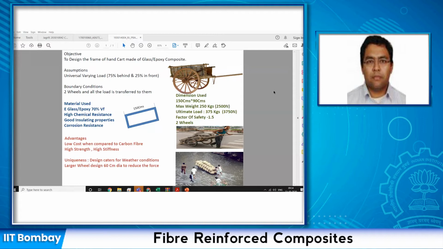Glass also happens to be one of the cheapest and most commonly available fibers. The advantages are that it is low cost when compared to carbon fibers. I carried out a study on carbon fiber, but found that it is extremely expensive and more suitable for the aeronautical industry. Glass is primarily used for the transportation industry. It also has high strength and high stiffness. The uniqueness of my design is that, as I earlier brought out, it caters for all weather conditions and has cost savings. There will also be reduced weight compared to wood, and it has a long life, sir, when exposed to such weather conditions.